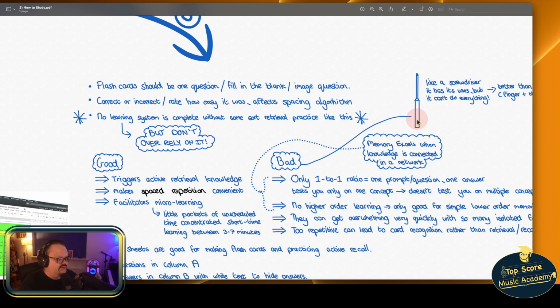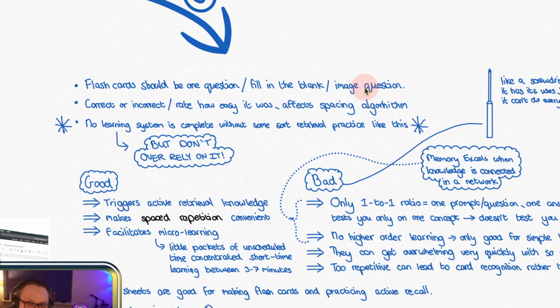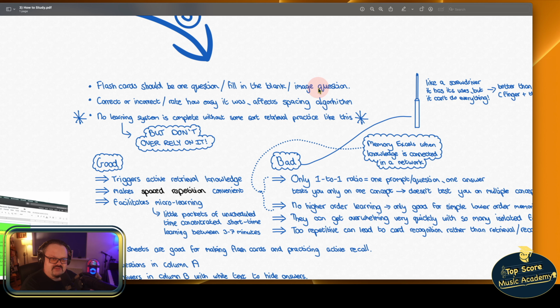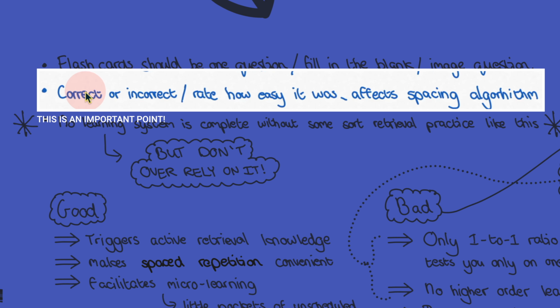Okay, some of the things to watch out for with flashcards. Very first thing, guys, flashcards should be one question, or even a fill in the blank, or an image question, where you may have a particular image on your flashcard and there's a question attached to it, or you may have to write in what a particular thing is on that image. So as long as it's just one simple thing, when you're self-testing your flashcard knowledge, you will give yourself a pass or a fail, a mark. Is it correct or is it incorrect? And also you do that by rating how easy it was as well.